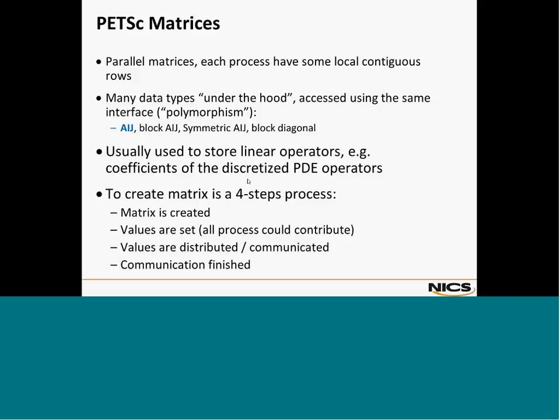And creating a PETSc matrix takes four steps. The matrix is first created, allocated, and then you set the values. All processes can set values here, and then you compute and communicate the values, and when communication is finished, you can use the matrix. It's a collective operation. Everyone calls matrix create. It's a local copy of parts of the matrix.